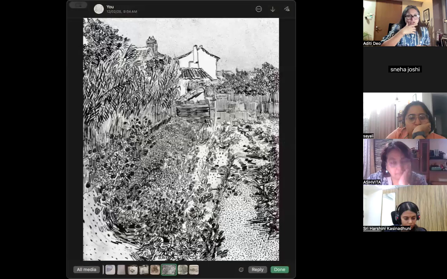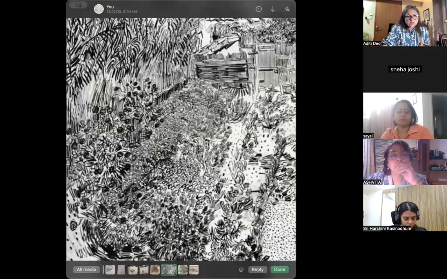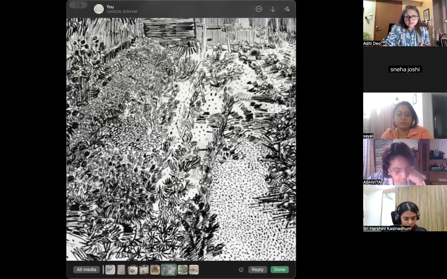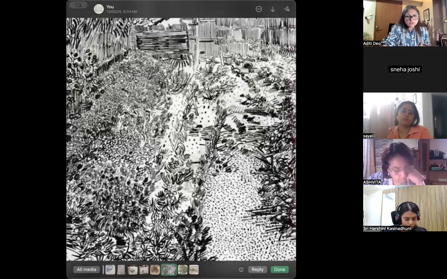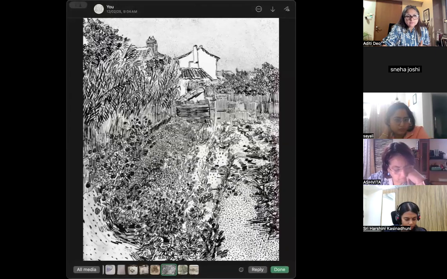Now this picture looks very much like a backyard kitchen garden where all the textures are in the foreground. Now this is a complete contrast in terms of composition to the first picture. We do have a rickety fence in the middle ground.